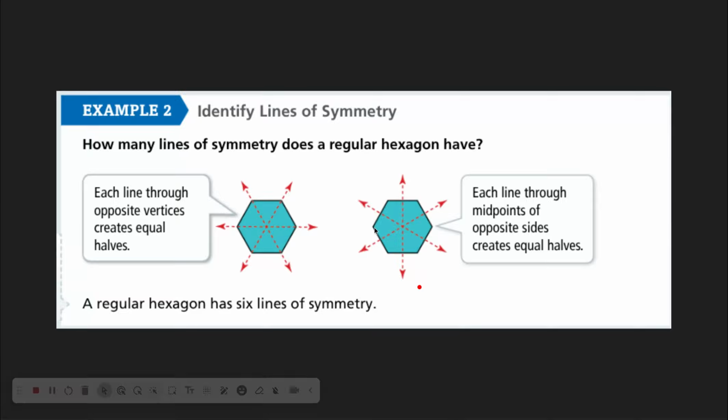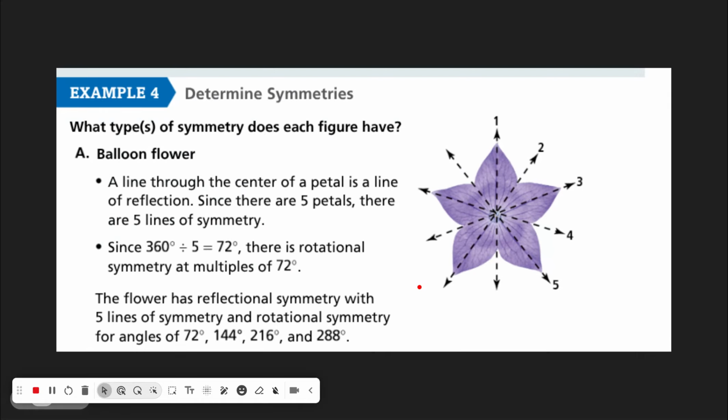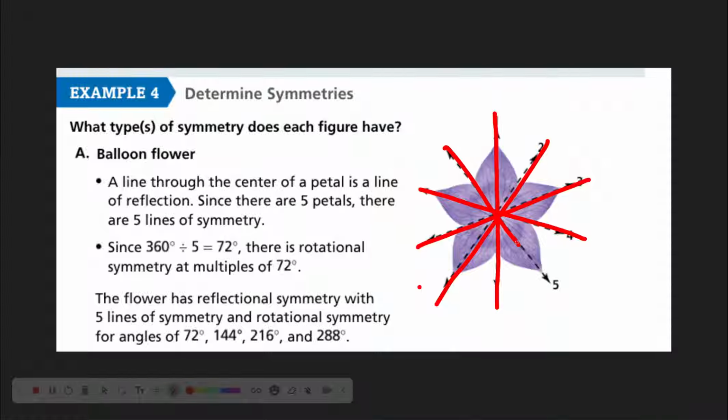I think this might be one more slide. Oh, this one's fun. So now it's like, oh, well, that's not a shape. How am I going to do that one? Make it into a shape. So hopefully you're able to identify the reflectional symmetry. They are 1, 2, 3, 4. There are 5 lines of reflectional symmetry for that one.